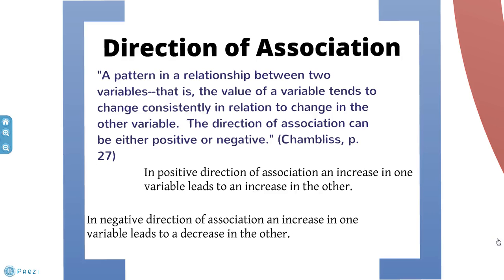In a negative direction of association, an increase in one variable leads to a decrease in the other. So if we were to develop another hypothesis keeping with the same theme of music, say heavy metal music, and said an increase in heavy metal music listening causes a decrease in class performance, we would have a negative direction of association.